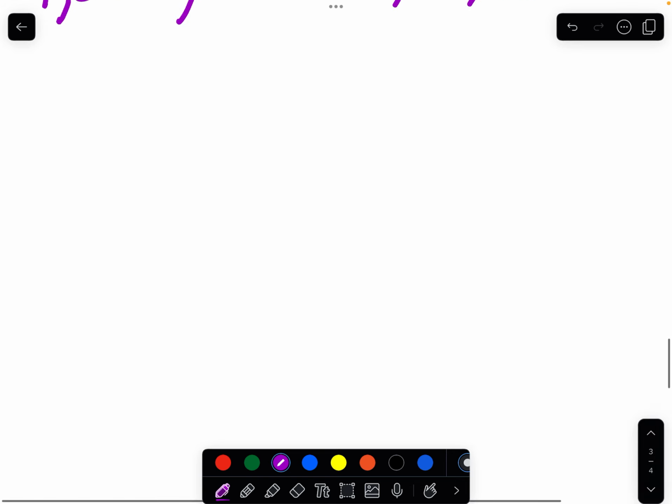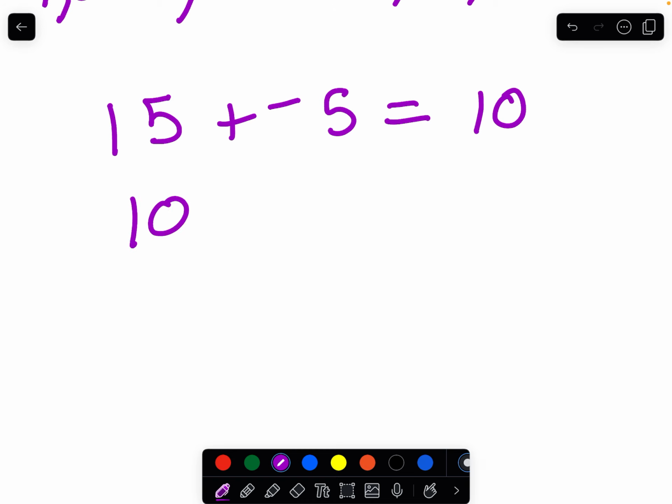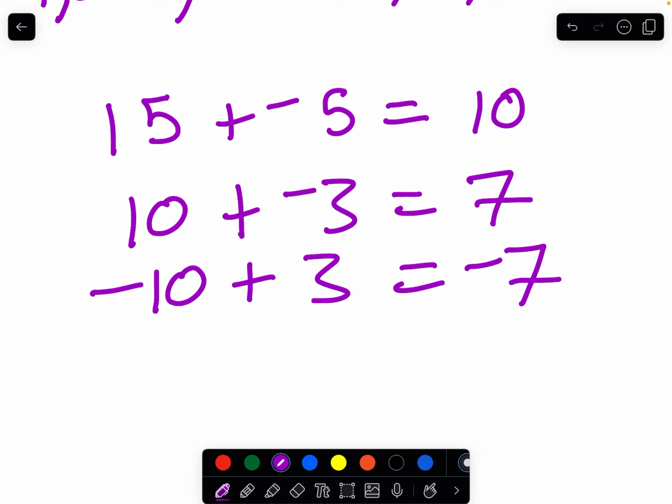Let's do a couple more. 15 plus negative 5, that equals 10. 15 minus 5 is 10. We take the sign of the larger number. 10 plus negative 3, that's 7. Negative 10 plus 3 is going to be negative 7. So hopefully I haven't lost you.